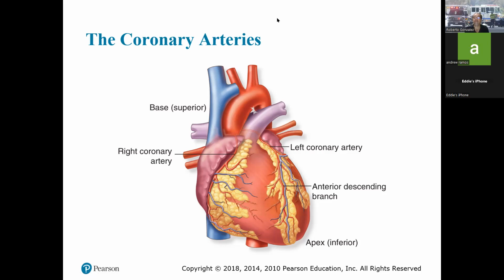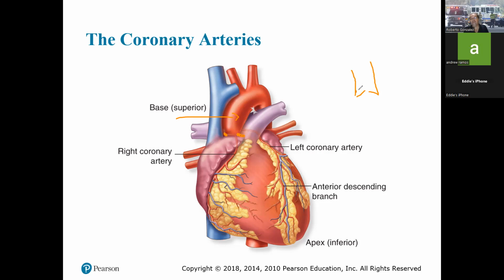This is your aorta right there. Okay, and this is a picture of the outside. If you notice right here, there are two little blood vessels that are coming out. So these blood vessels are after the valves.